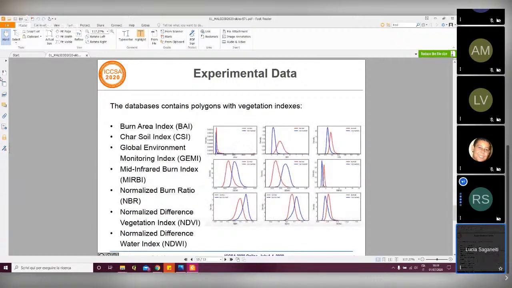So we have all these vegetation indexes and some more. You can see that some of them have more or less a capability of separation. Yeah, they can separate between burned and not burned, but most of them are not really very helpful. Next one, please.